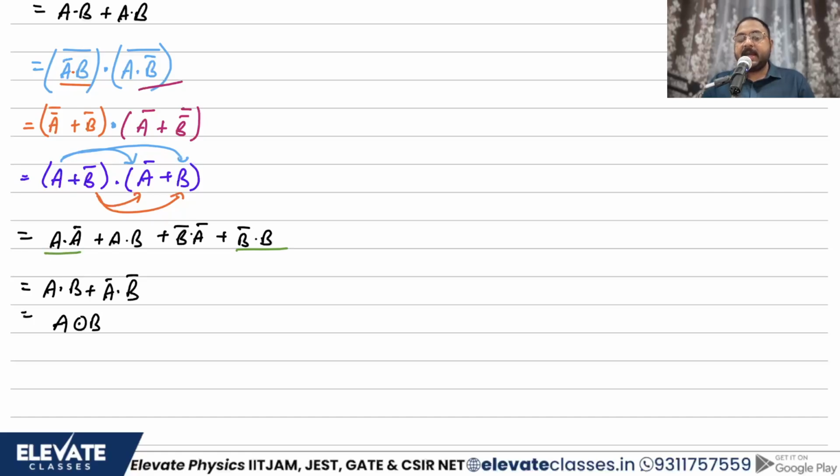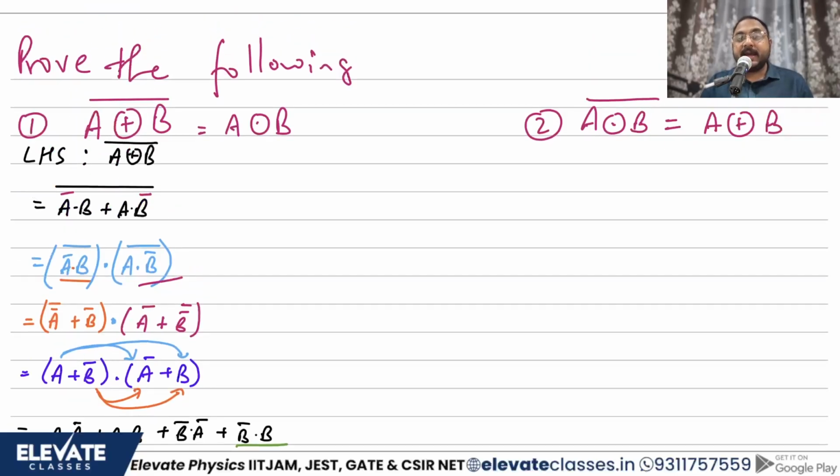This is going to be A XNOR B. This will be A XNOR B, right? So this is how you prove XOR is equal to the complement of XNOR, or rather XNOR is equal to the complement of XOR. Okay. Now the second one, I think I can leave the proof for you. I think you can try this proof on your own and get the answer.